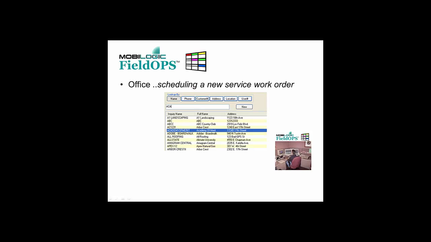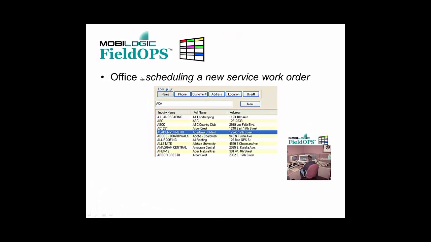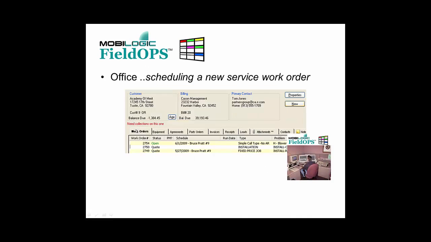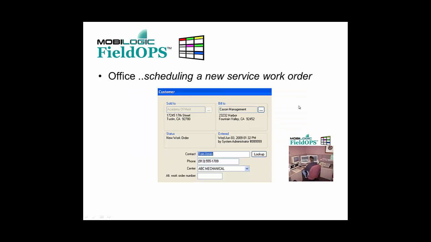In the office, your dispatchers take incoming telephone calls. They'll be taking those calls using the MobileLogic FieldOps software. When the call comes in, they're able to find the customer very quickly and go to the customer history. They'll click on the new button in that customer history screen, and they'll start the call taking series.